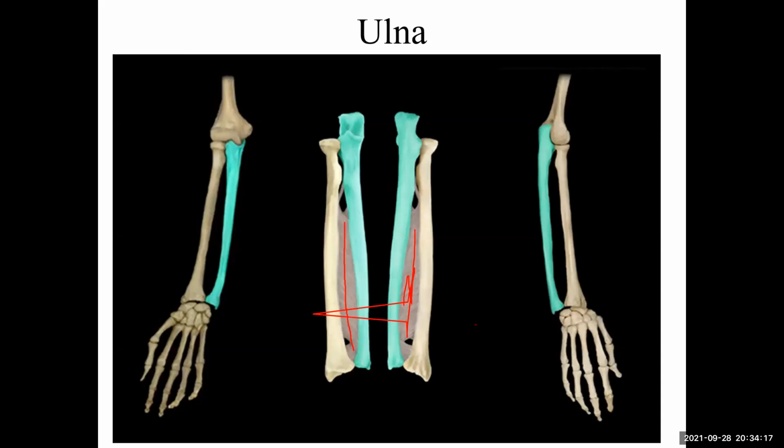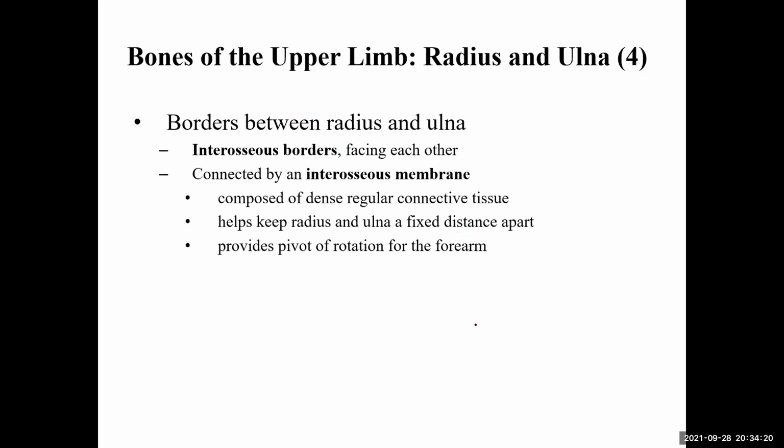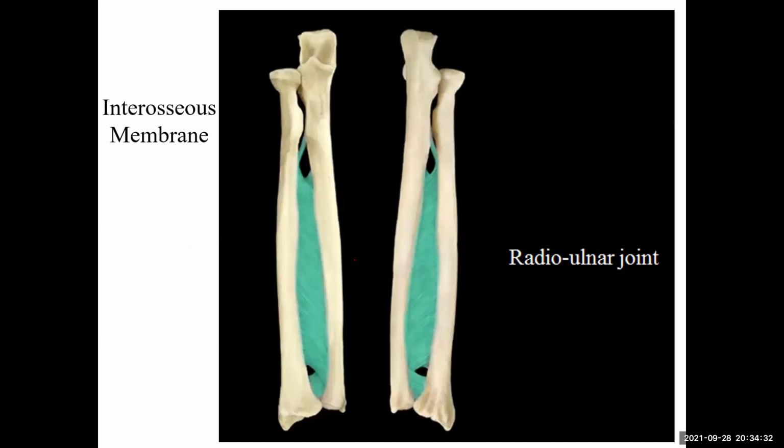We can't have all that getting crowded. So it acts as this pivotal point. When you're doing rotation of the forearm, like supination and pronation, that interosseous membrane helps with that. We'll talk about this in chapter 9, when we get into the different types of joints. But this joint is called the radial ulnar joint, and it's mainly because of this interosseous membrane there.